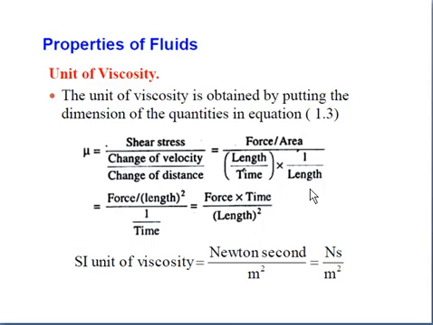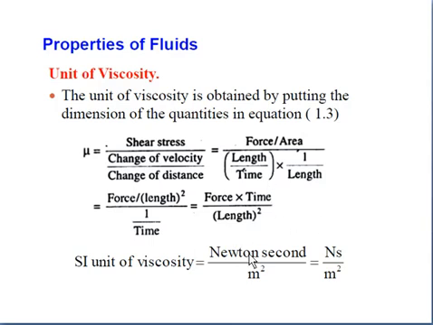Now here, finally we will get the unit of viscosity as force into time divided by length. By solving all these things, we get force into time divided by length square. Length square comes from the area, length into length. This length cancels. This time goes to the numerator and the area to the denominator, and the unit of area is length square or meter square.